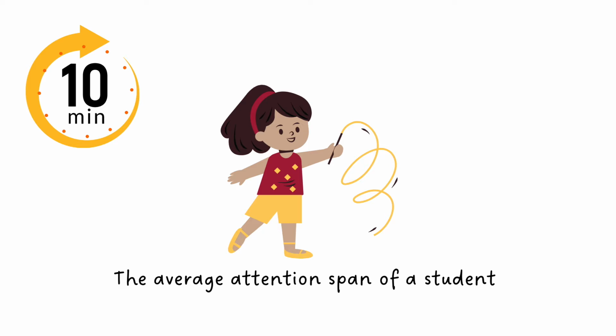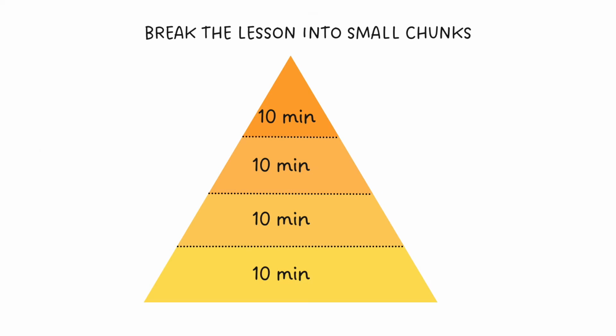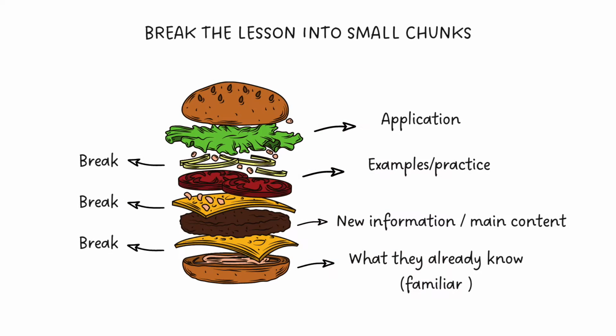So now remember this, the average attention span of a student is anywhere between 10 to 15 minutes. So to be safe, let's break our lesson into 4 small chunks of 10 minutes each. That way, at each part of the lesson, you have most of their attention. Now what you can do when you're going between one chunk to another is give a short 1-minute break.